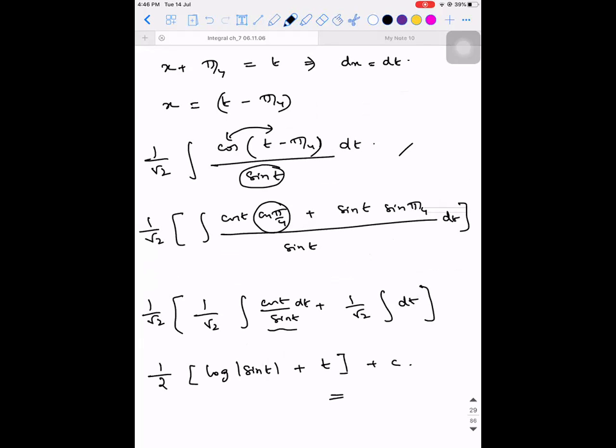Again, substitute back t, you will get the answer. So that should be t by root 2, sir. Why t by root 2? I have taken this root 2 outside. 1 by root 2, I took it outside. Yes, yes.